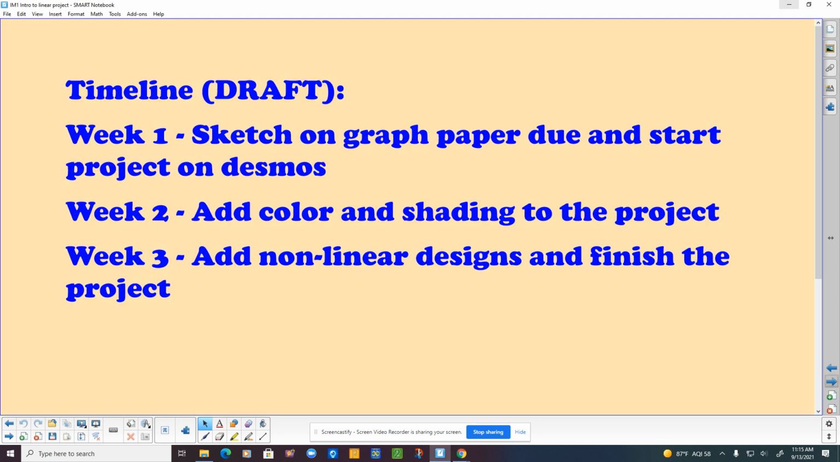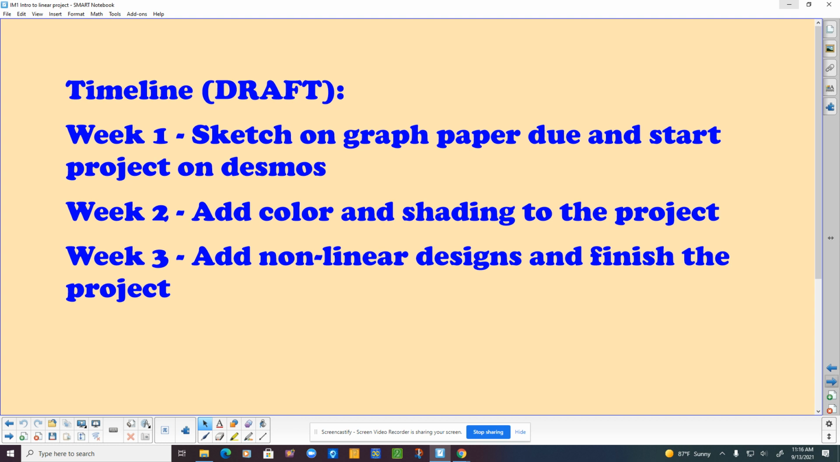So there's only 3 weeks. It's 1.5 credits total, half credit each week. Week 1, you're gonna sketch it on graph paper and start the project on decimals. That is your half credit. And there might be a quiz on Friday about the things we learned this week. Half credit for doing the sketch, getting ready, starting on decimals, and taking a quiz on some of the stuff we learned. That's your assignment.